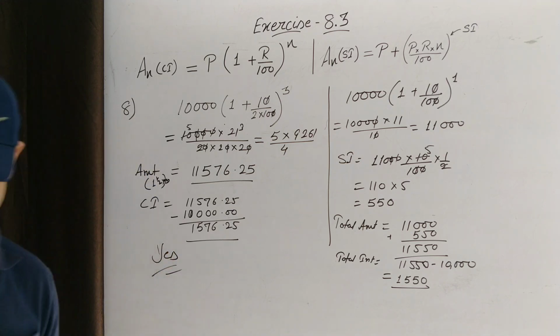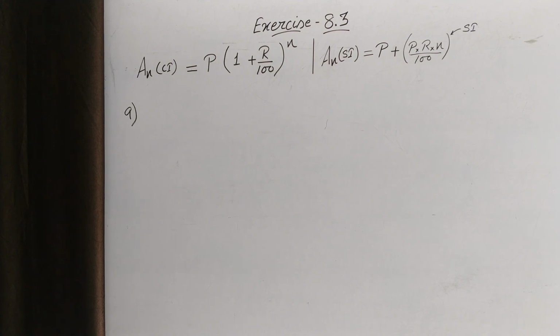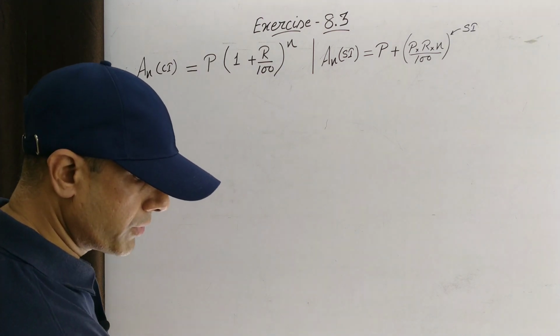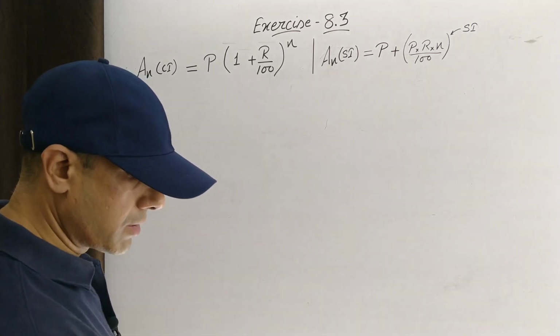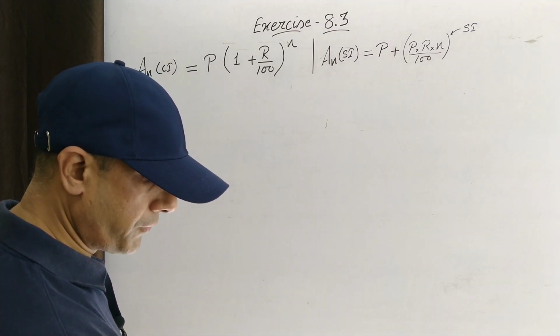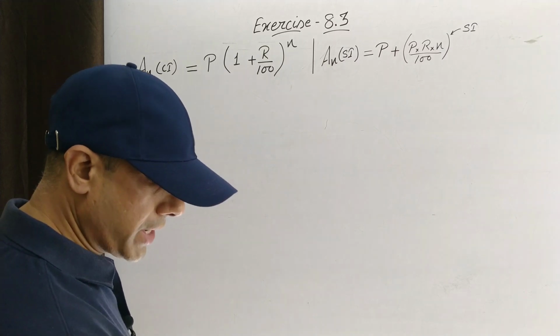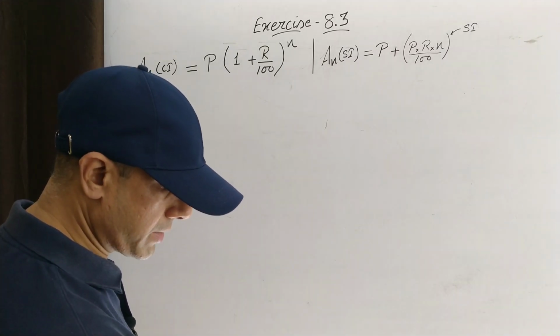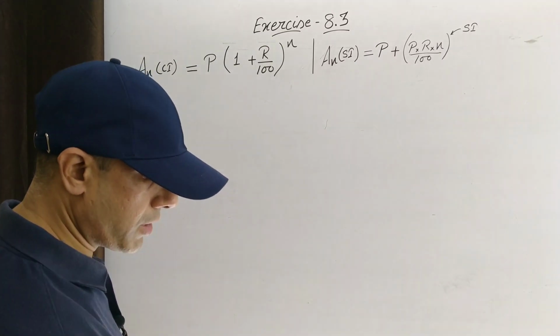Clear? Question number 9. Find the amount which Ram will get on rupees 4096 if he gave it for 18 months at 12.5% interest per annum, interest being compounded half yearly.